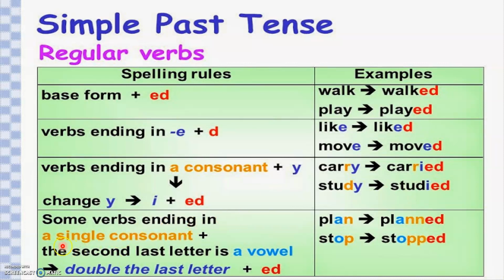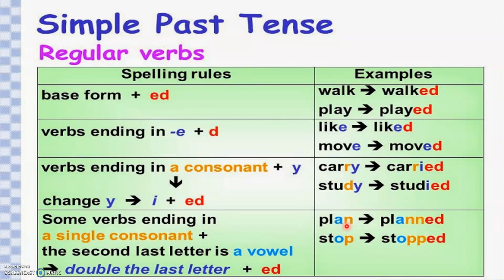For some verbs ending in a single consonant where the second last letter is a vowel, usually we double the last letter, then we add ed. For most verbs, if the verb ends with the CVC pattern, which means consonant, vowel, consonant, usually we double the last consonant, then we add ed. Now we all know that the alphabet in English has two parts, right? We have consonants and vowels. The vowels are A, E, I, O, and U.